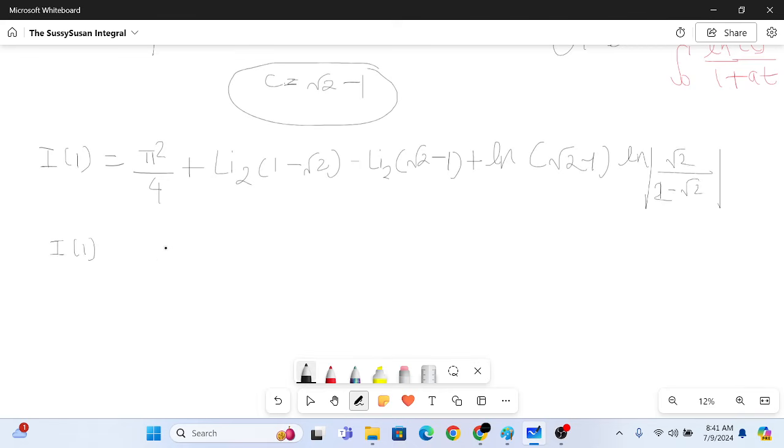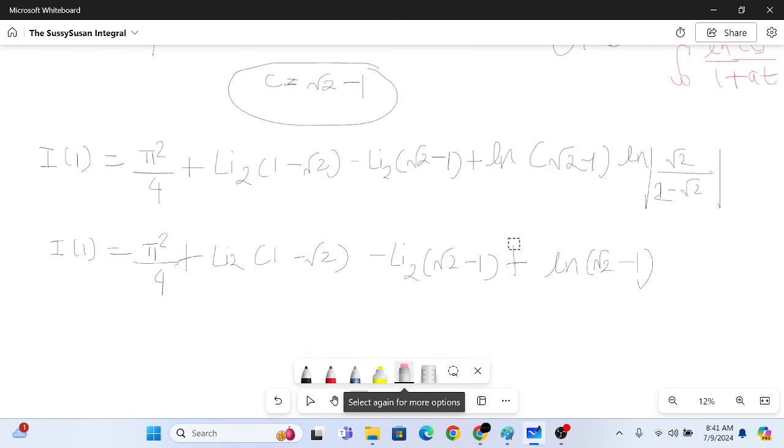as pi square by 4 plus li 2 of 1 minus root 2 minus li 2 of root 2 minus 1 plus, now this is ln of root 2 minus 1, and this one root 2 cancels out, so we have root 2 minus 1 over here. And here if I want to take that numerator, I should introduce a minus sign over here. So I can make that as minus, and then we will have 2 ln of root 2 minus 1. Yes, this looks good up to now. Yeah, I probably think so.